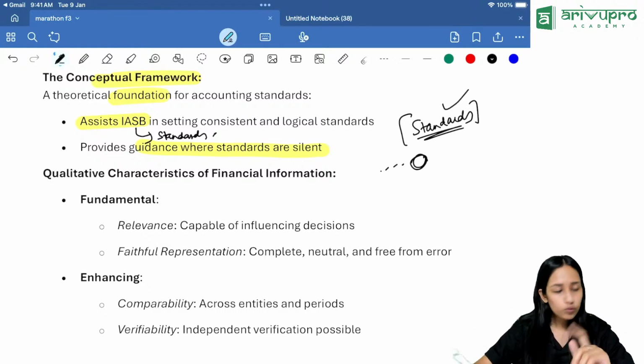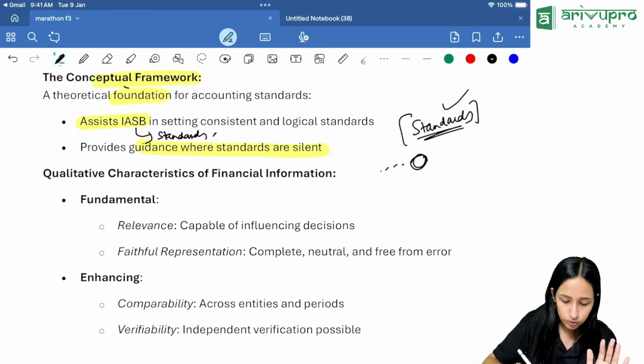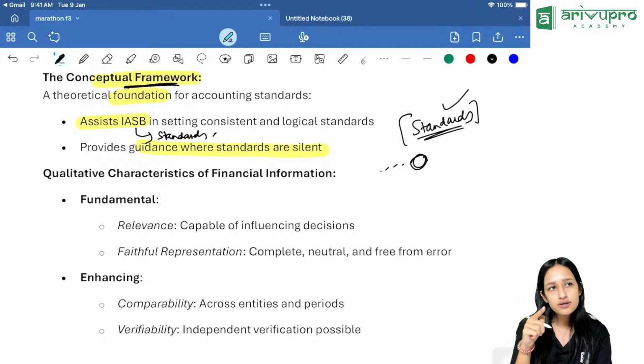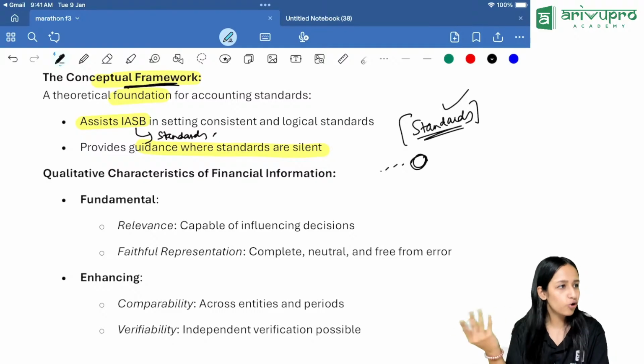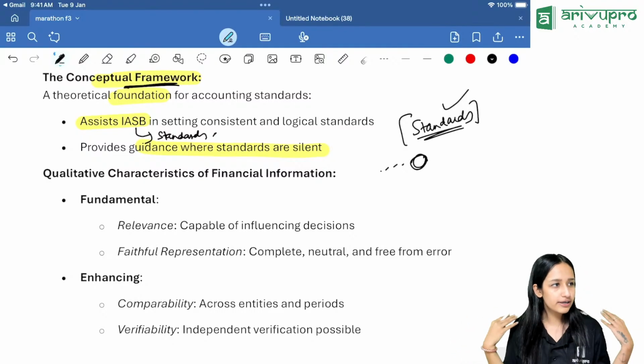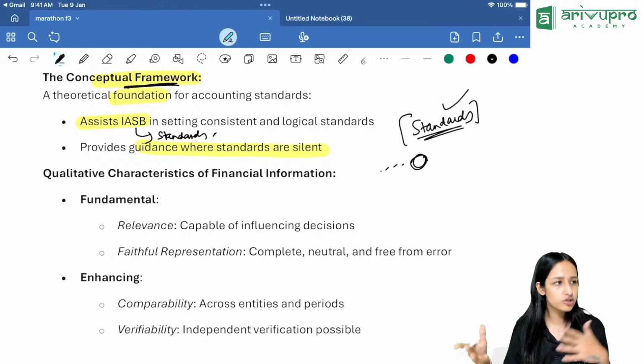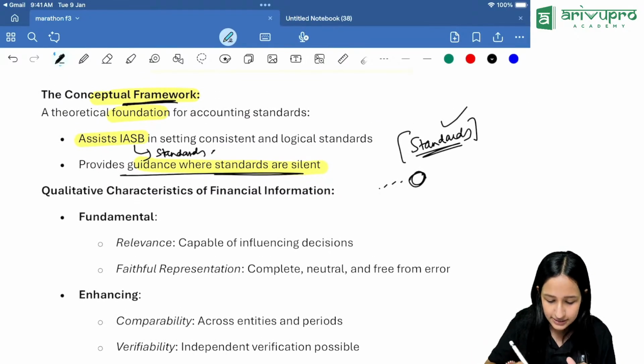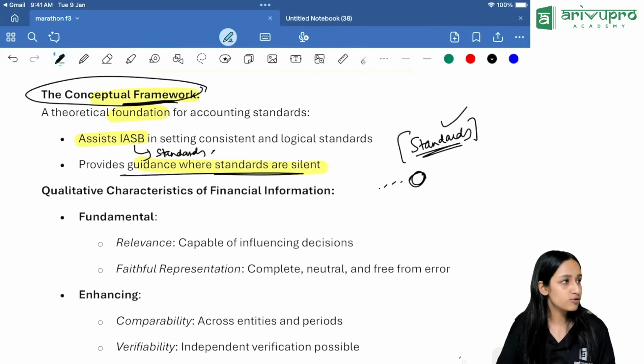Now we do not know what it is, so at that time we just look at the conceptual framework. They'll give you the principles. They'll be like, if you do this, that will be right, if you do that, that will be wrong. Okay, then you'll automatically know. It's like the angel and devil sitting on your shoulder. You will know what is right and what is wrong, but you may still choose to do it, and then we cannot help it. Okay, so when standards are silent, we run to the conceptual framework.